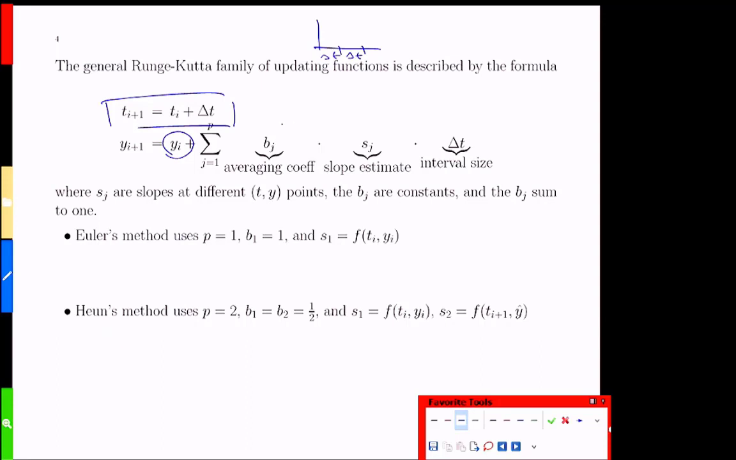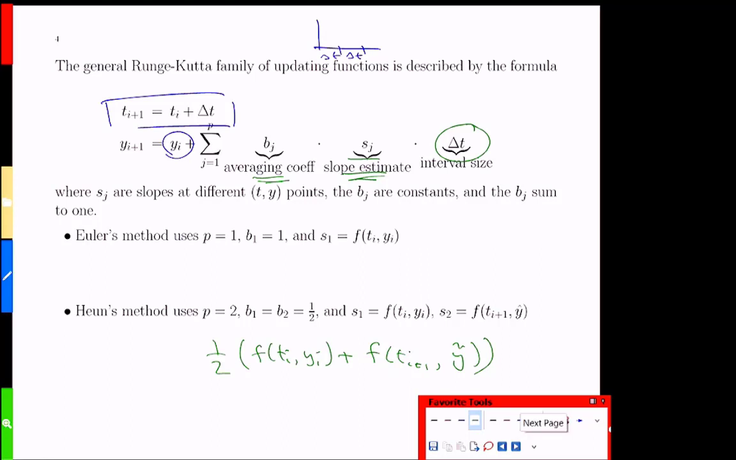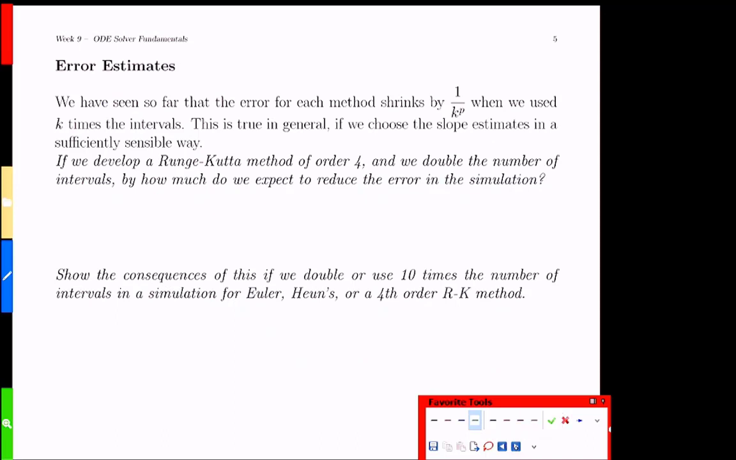What we get in terms of our delta y is our interval size, some kind of slope estimate, and then an averaging coefficient. So when we had Heun's method, we had the average of f of t_i, y_i plus f of t_(i+1), Euler's prediction, y tilde we called it. But the idea is that we had two slopes and then we averaged them. And we could have three slopes and divide them by 3. That would work too as a Runge-Kutta kind of method. It wouldn't be the best. It turns out the next natural step is, actually let's skip that over.